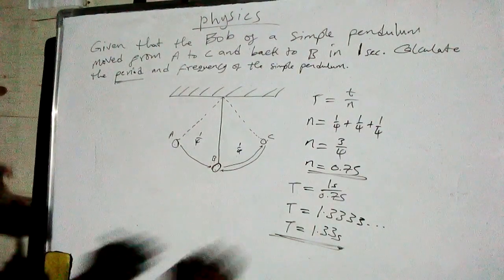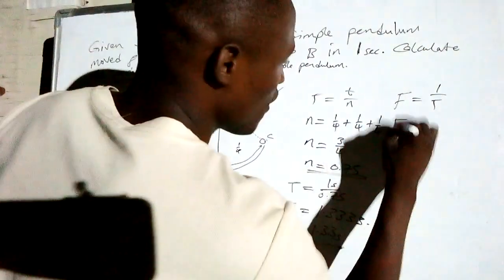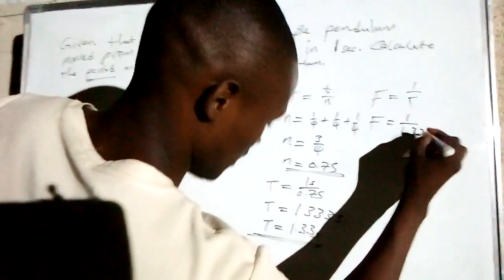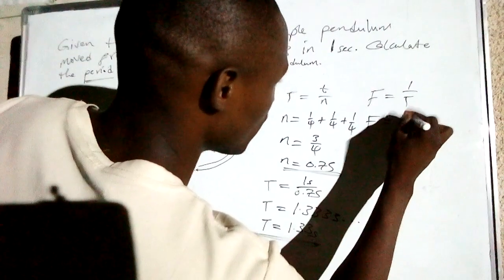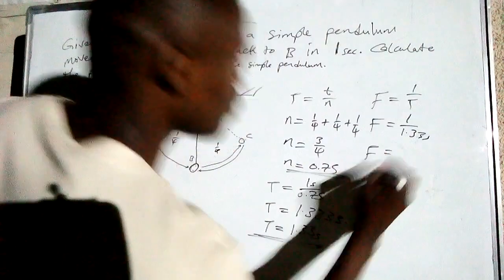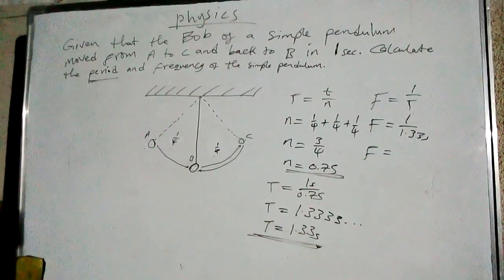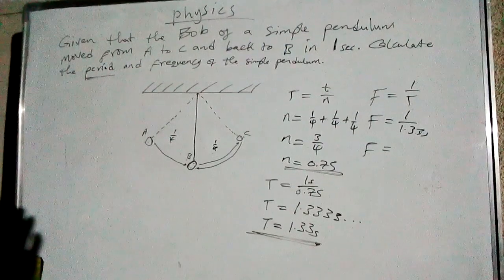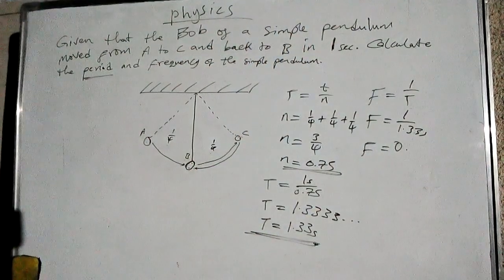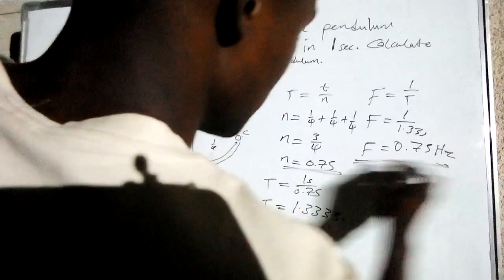Now, to calculate frequency, the formula for frequency says frequency is equal to 1/period. In this case, we are going to say frequency is equal to 1 divided by the period, which is 1.33 seconds. So remember, we are using hertz for frequency, but for period it is seconds. So frequency will be equal to what do we get when we calculate? Okay, let's calculate. Which is 0.75 hertz.